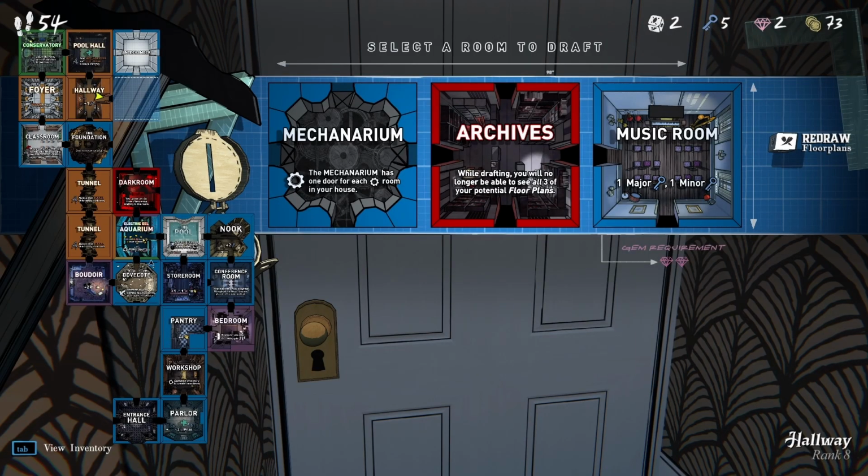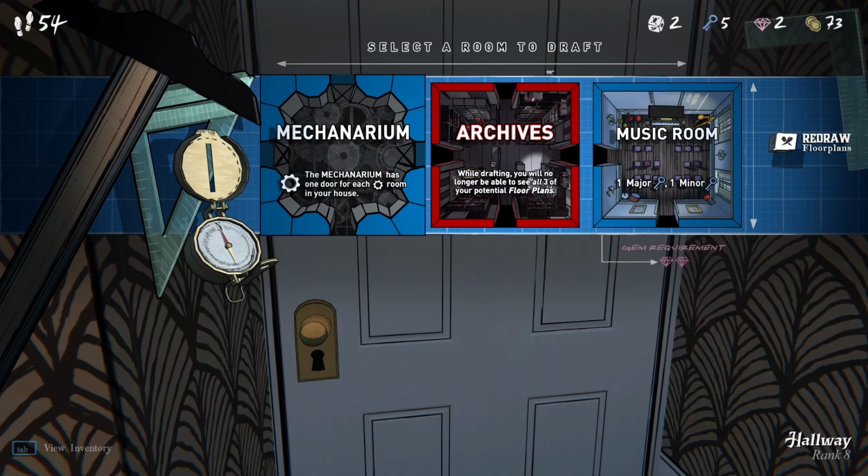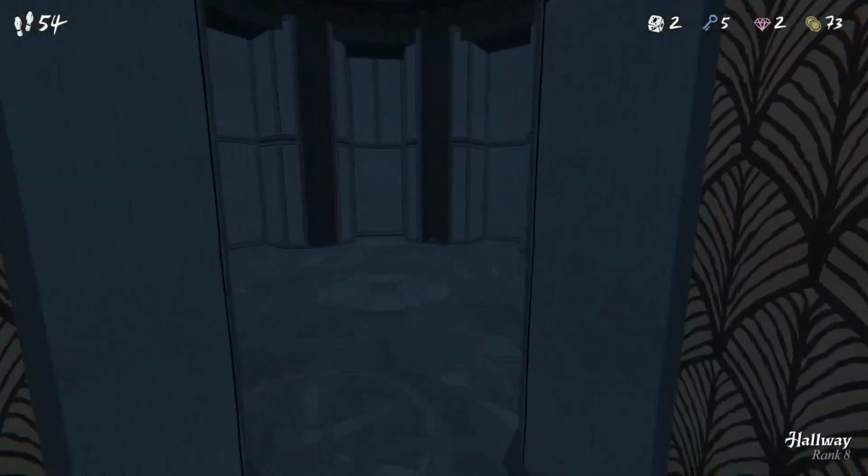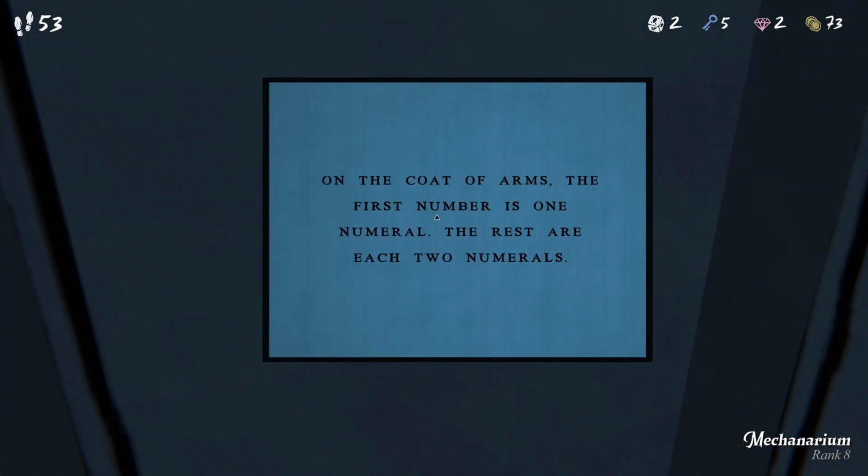1, 2, 3. 1, 2, 3. That should be okay, but maybe not perfect. Wait, what do you mean? I know what the coat of arms is.